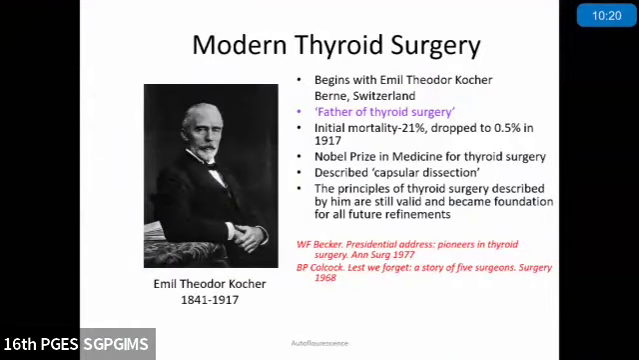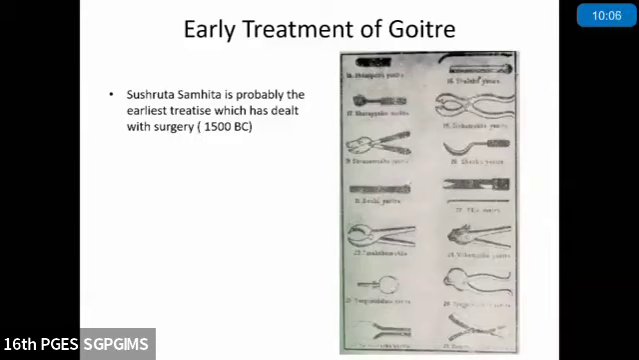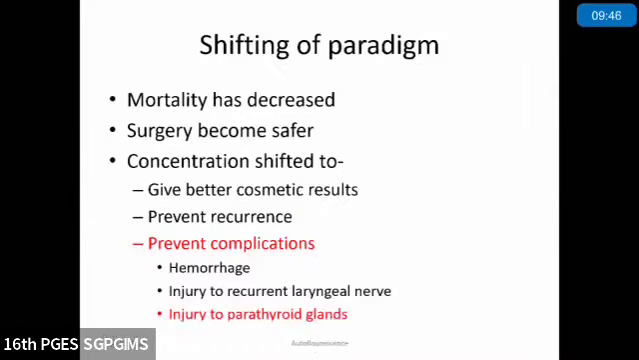We all take the name of Kocher because he popularized modern thyroid surgery. You'll be surprised to know that the capsular dissection that we do today was actually propounded by him. So not much has changed since the days of Kocher. But I'm very fond of our own heritage, and you'll be surprised to know that even in the Sushruta Samhita, which is as old as 2000 years, the use of surgery for goiter has been described, and various types of goiter have been described. So if you're interested, you can go back and see that our heritage has been rich as far as thyroid surgery is concerned.